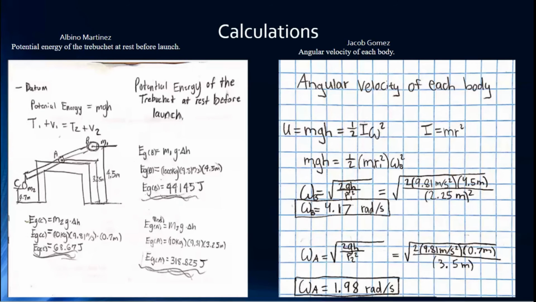So my part of the calculations was to calculate the angular velocity of each body. And for this, I started with the energy equation of 1/2 I omega squared. And knowing that I is equal to mr squared, I was able to set mgh equal to 1/2 mr squared times omega squared. And from this, I was able to set omega, which is the angular velocity, equal to the square root of 2gh over r squared. And after plugging in the numbers for mass 1, I got the angular velocity to be 4.17 radians per second. And for mass 2, I got the angular velocity to be 1.98 radians per second.